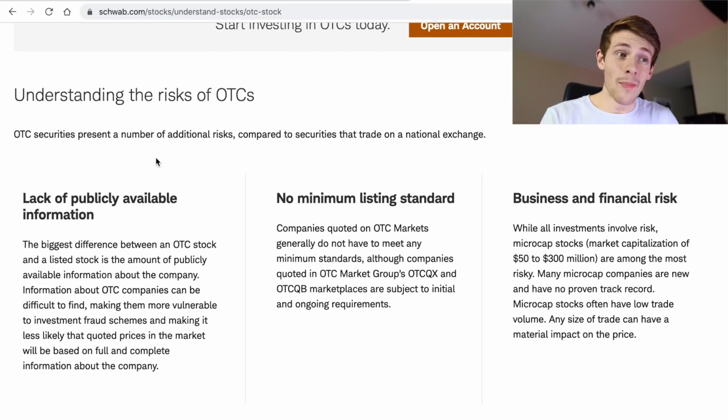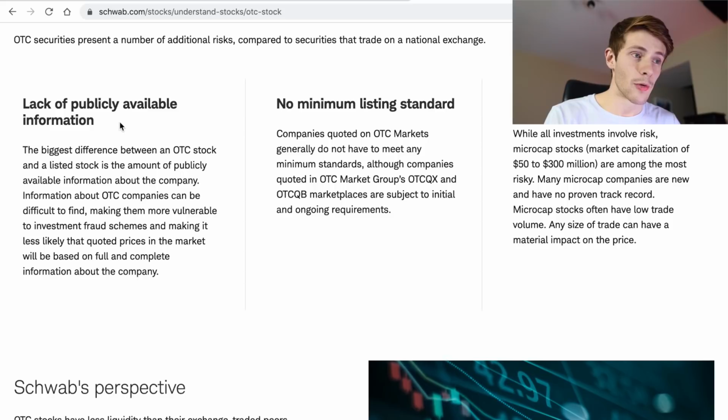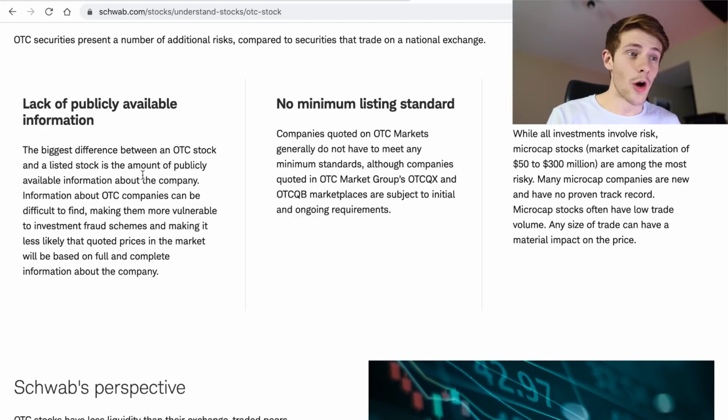And here are a couple of the risks of the OTC. You can see there's a lack of publicly available information. If you're trading on the New York Stock Exchange, you have to have everything audited. You have to prove that if you say you made $1 million or $1 billion, you actually made that. If you're trading on the OTC, you're not going to have to do that, or at least it will be less strict depending on which area of the OTC you're trading on. So it makes it a lot easier to have fraudulent investment schemes, which makes these companies a lot more dangerous to invest in.